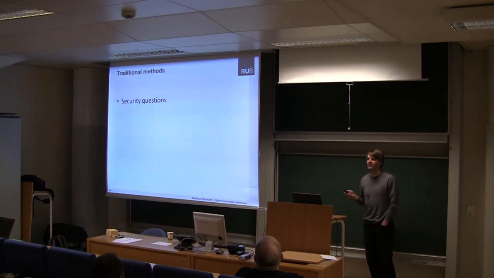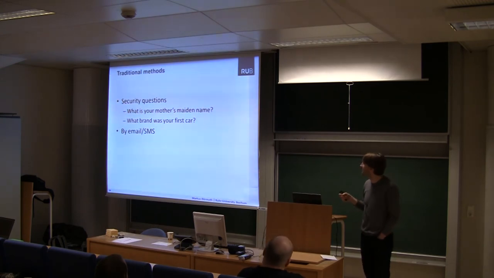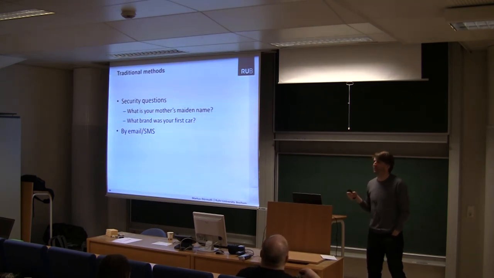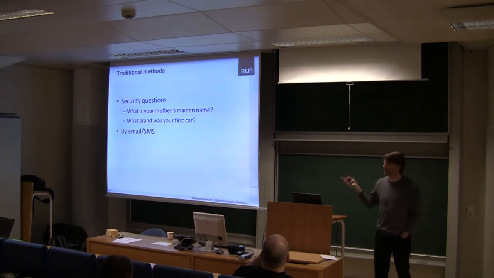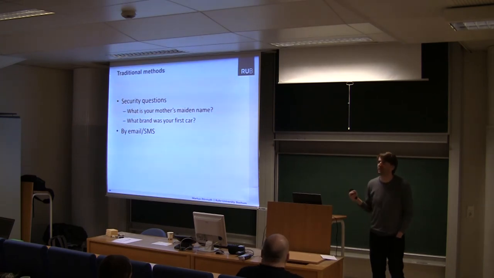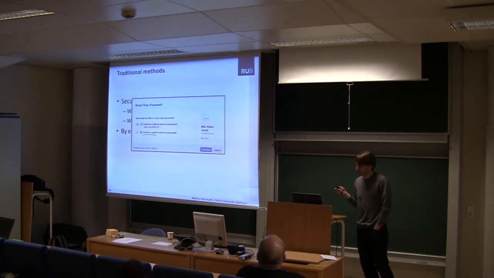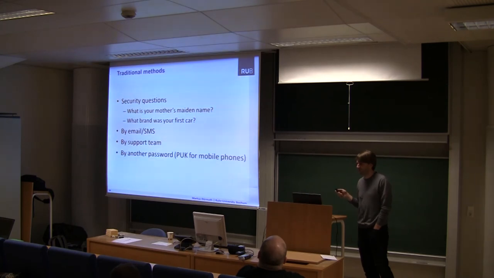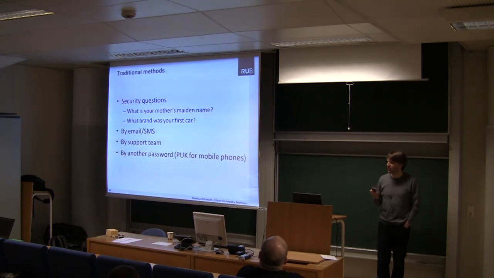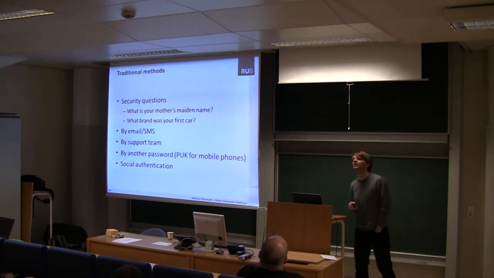You all know security questions, of course. They are, of course, not the best option. We all know that. You can do it by email or by SMS. Email can, of course, not be used for your email account as a fallback authentication, because if you lost access, then you lost access. SMS was not really designed to be a secure service, and we've seen attacks on those recently. But it's still used, and it's probably not the worst option that you can use. A support team is pretty expensive, but often used as a last resort. Another option is using another password, like the PUK for your mobile phones, and social authentication, that's what I'm talking about in a second. There was a question in the last row?